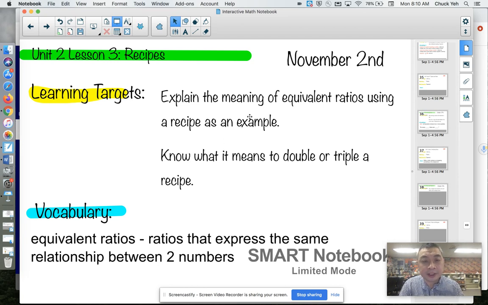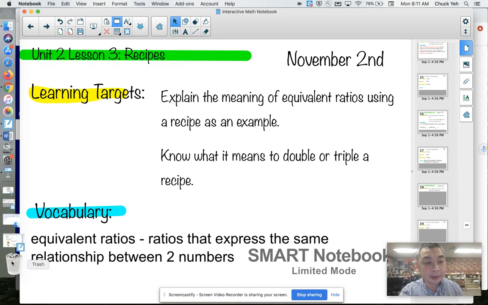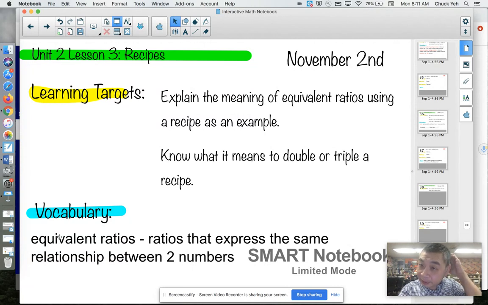Explain the meaning of equivalent ratios using a recipe as an example, and know what it means to double or triple a recipe. The vocabulary is equivalent ratios: ratios that express the same relationship between two numbers. If you've never watched any of these videos, I always tell you to pause it and write down the notes, or when I show you the student task statements, pause it and try to answer it, then unpause it. So you're going to pause a lot. Take the notes, and remember to put it in your table of contents.